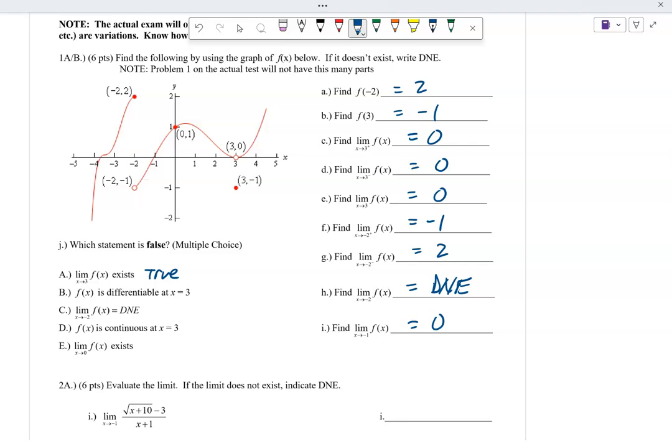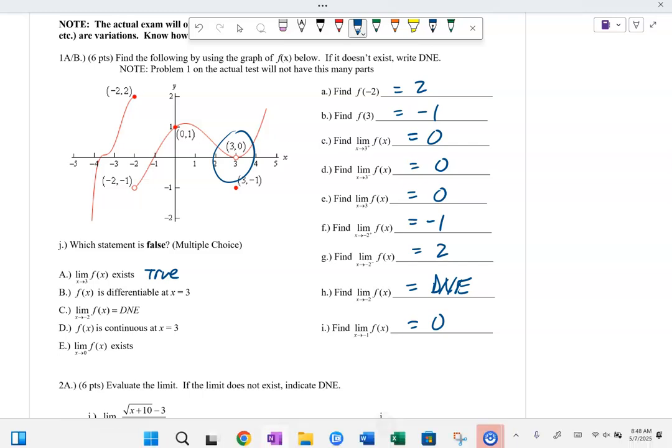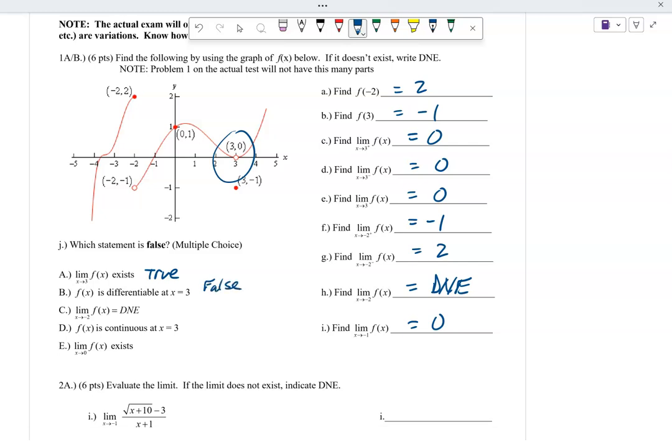Part B, f of x is differentiable at x equaling 3. At x equaling 3, notice it's not defined there. Remember, to be differentiable at a point, you have to be smooth and you have to be continuous. You got to be smooth and continuous. This is not continuous. So this is actually false. And I apologize, my key is wrong on this. Let's answer the rest of these and we'll come back to that.